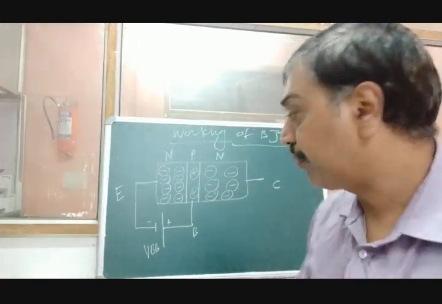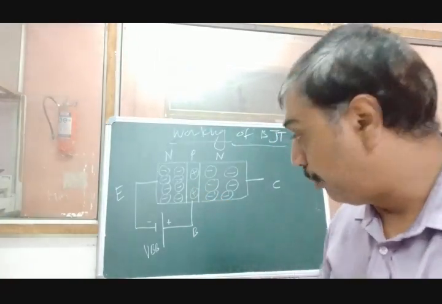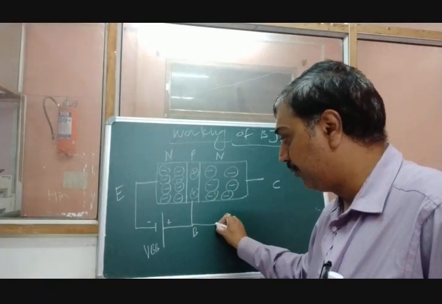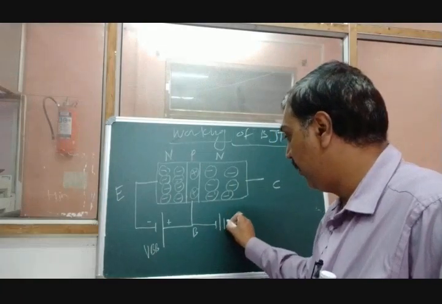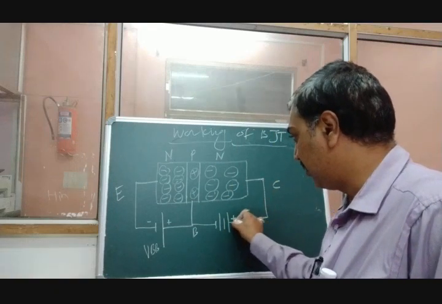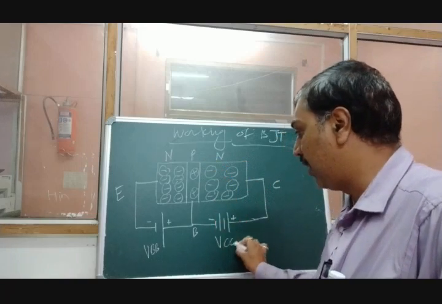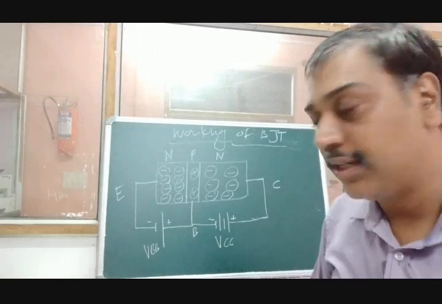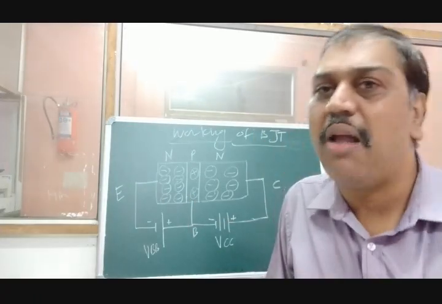At the same time, the output junction, the collector base junction, must be reverse biased. So the polarity here should be reversed. The P region is connected to the negative of the battery, and the positive to the N region. In this collector, it is positive to N and negative to P. This battery is said to be the output battery VCC. Now the transistor is said to work in the active region: input junction forward biased, output junction reverse biased. Is that clear? Now let's see the working.